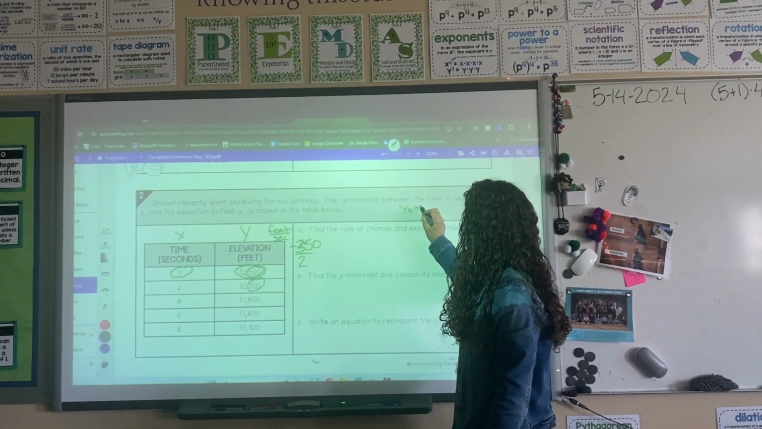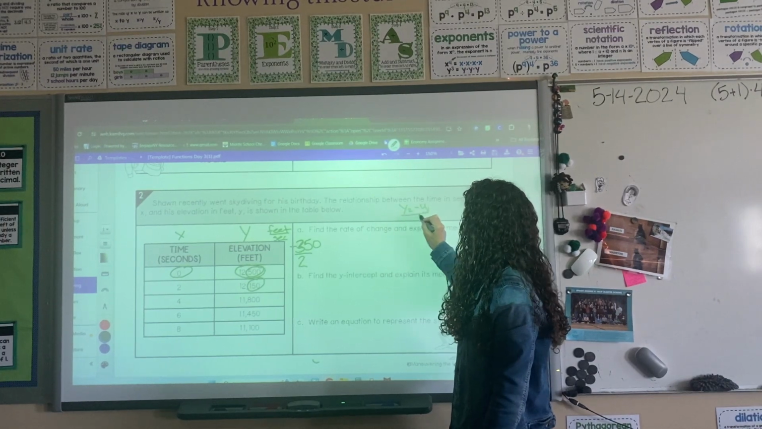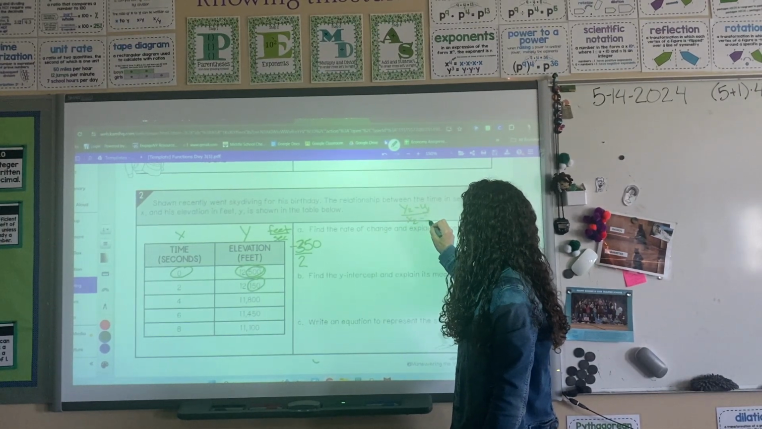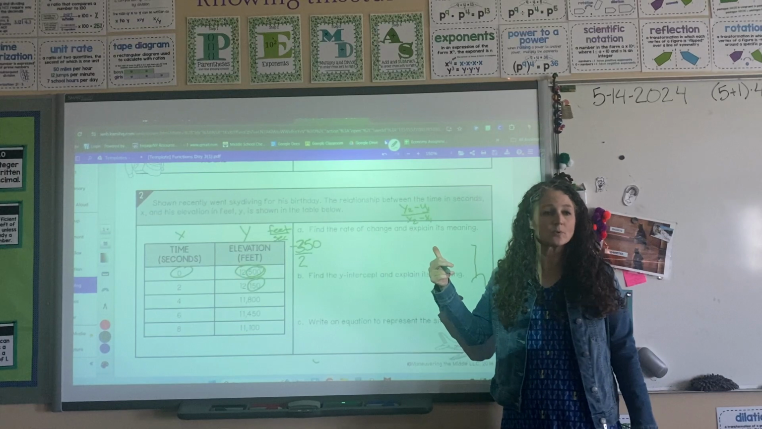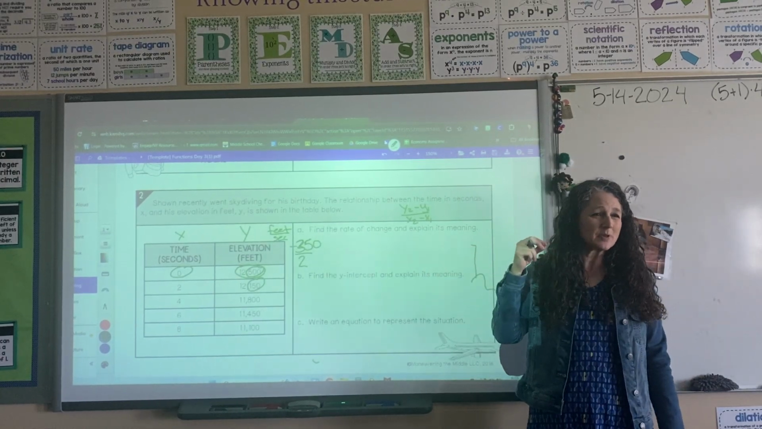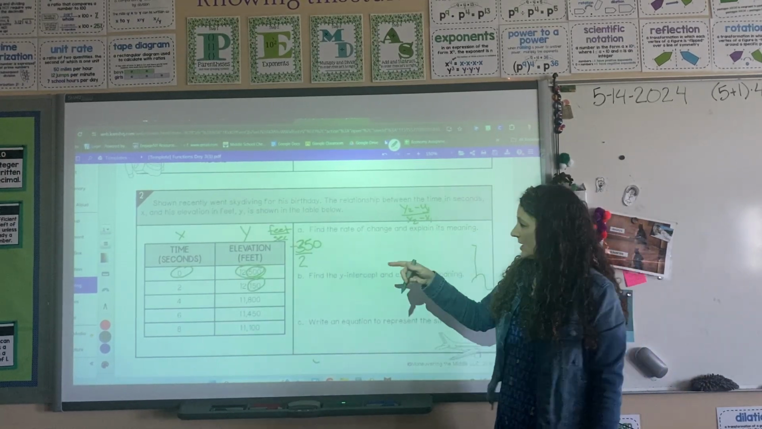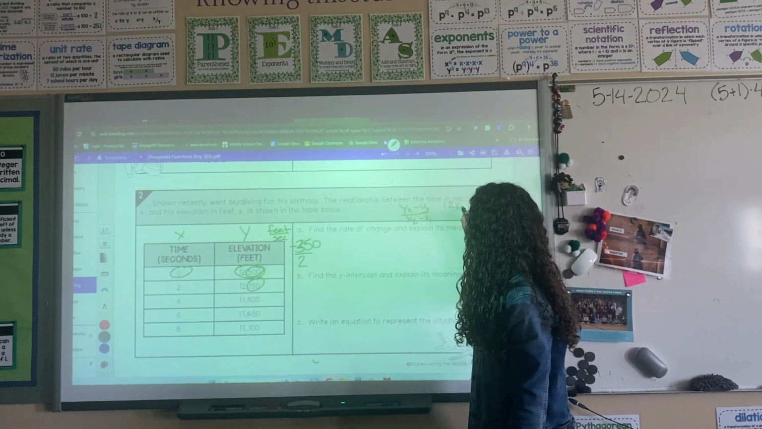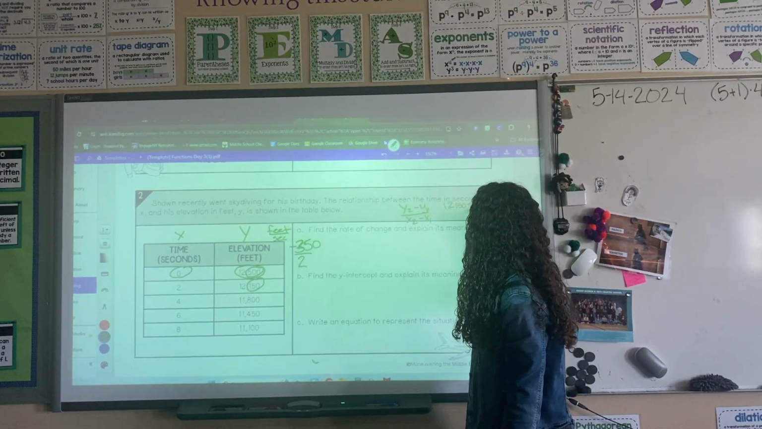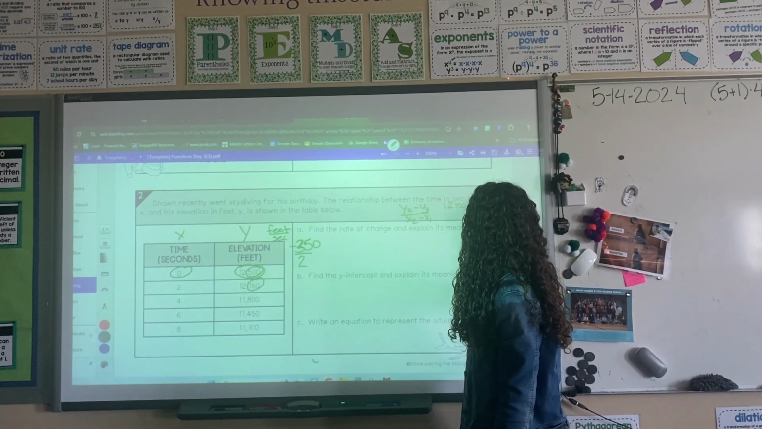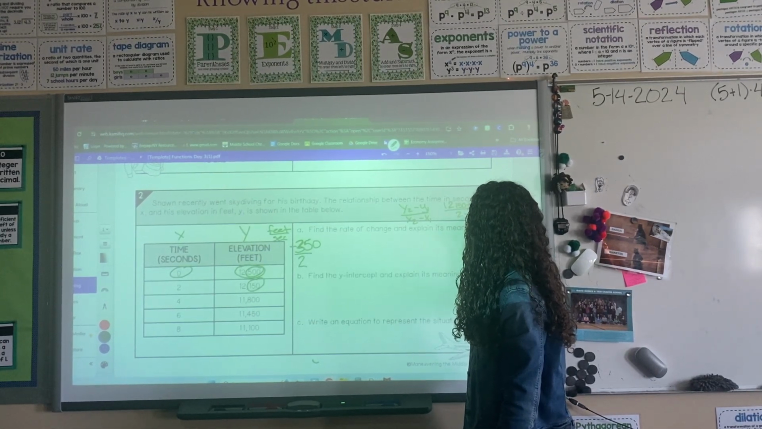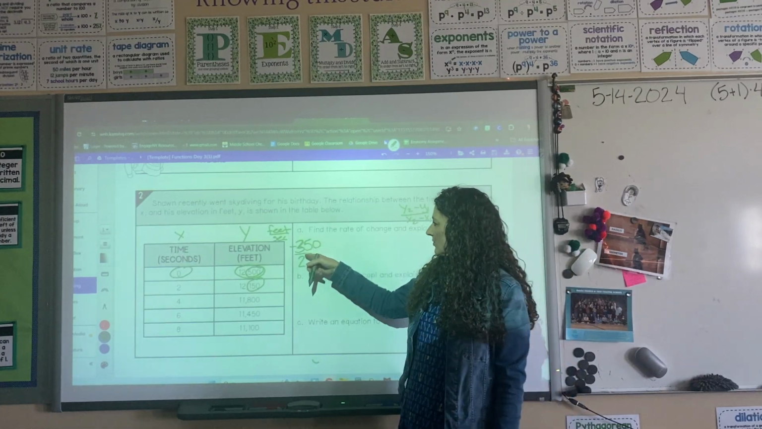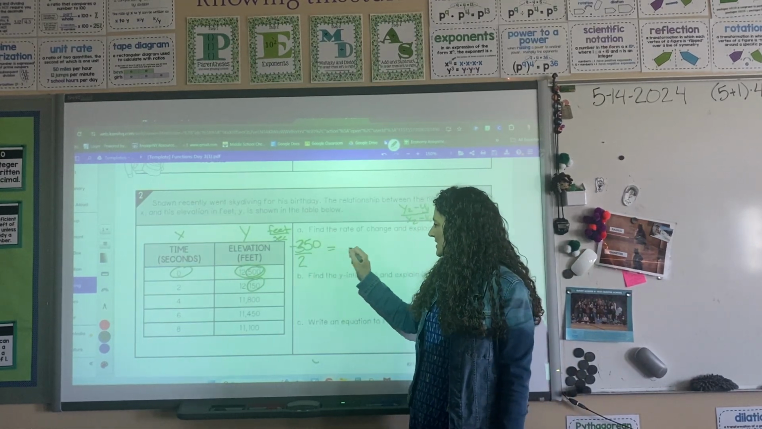y2 minus y1 over x2 minus x1. That's 100% legit what we just did. We just did it a little bit more intuitively. We did 12,150 minus 12,500 divided by 2 minus 0. It's negative 350 divided by 2. So how many feet is he going per second?